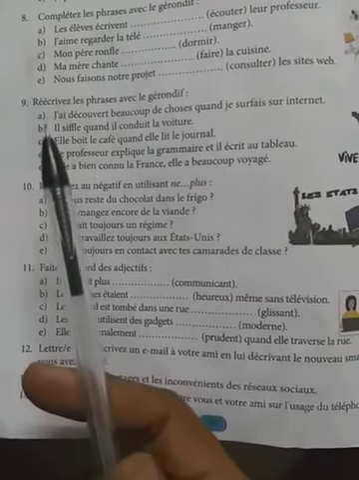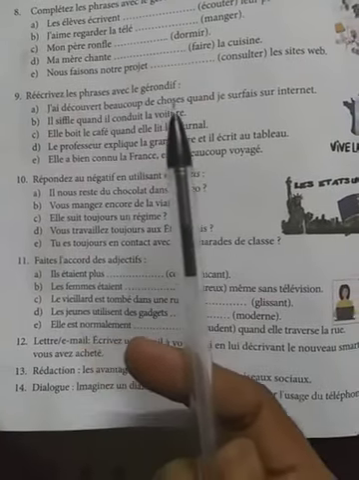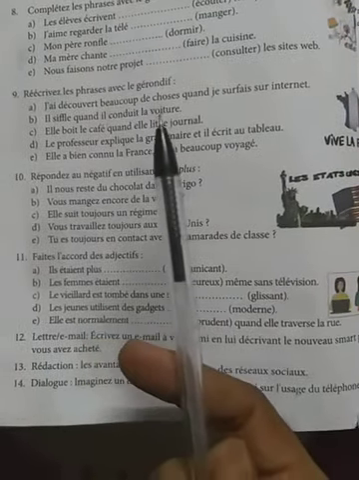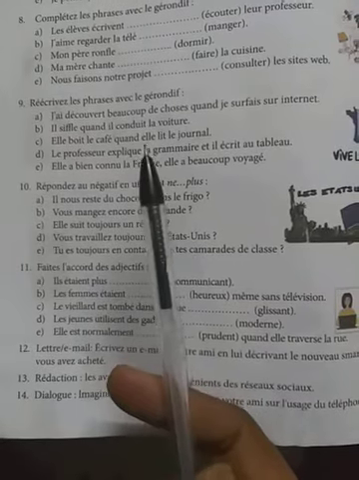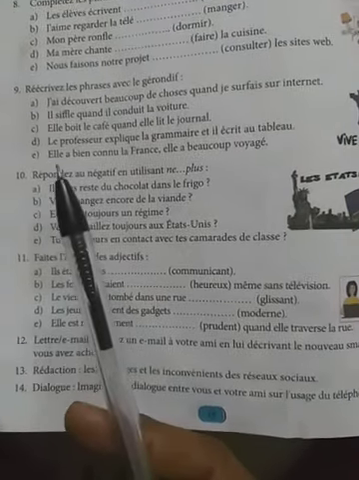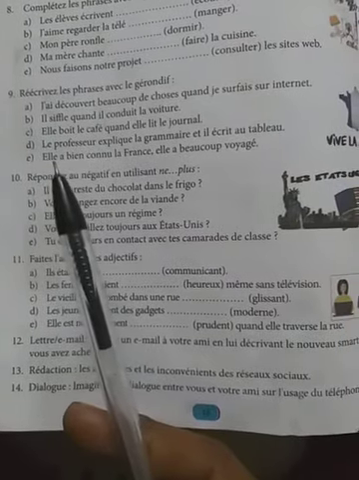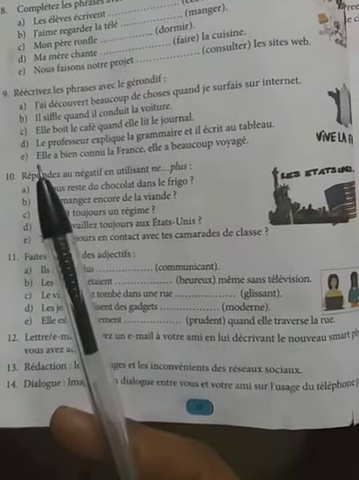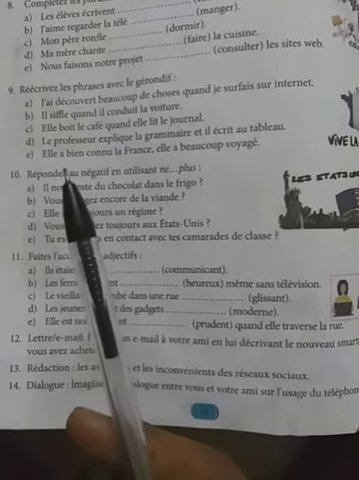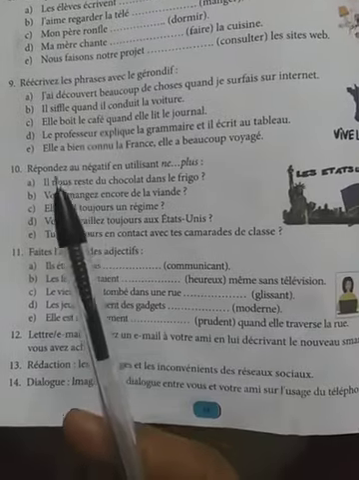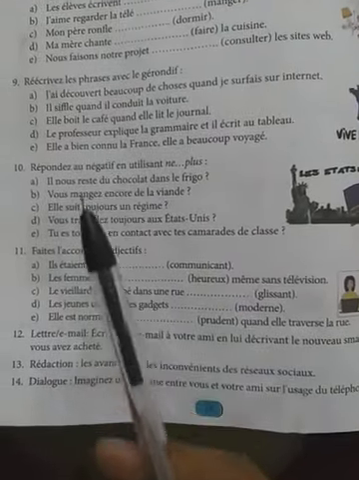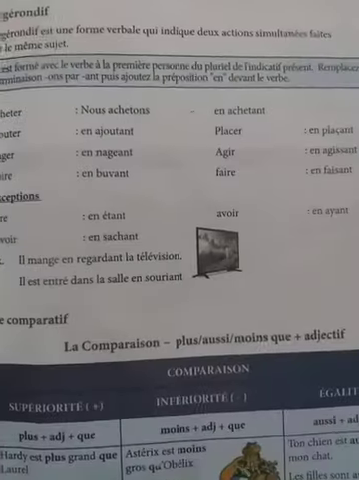Look at this grammar exercise. Réécrivez les phrases avec le gérondif. What is this? Rewrite the sentence with the gerund form. Gerund form you have already seen in the grammar. What is gerund form? Gérondif. It is when the same subject does two actions simultaneously, at the same time, you can express one verb in present tense and another action in gerund form. That is gérondif. Let us see in the grammar.